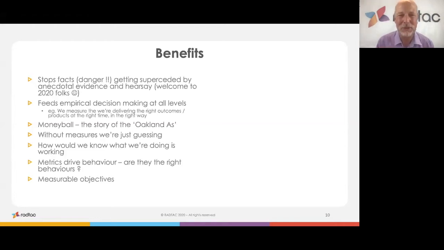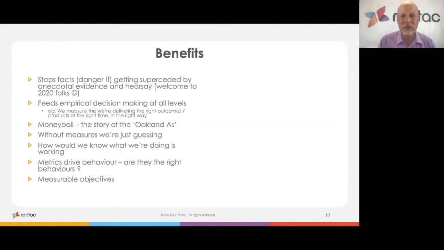So in other words, empirical evidence. What's actually being said, and the direction we're going, is based on empirical evidence. That's one of the big benefits of measurement. Yeah, and it feeds empirical decision making at all levels. So yes, Agile is very empirical. Agile is based on the pillars of empiricism: inspect, adapt, and transparency. So it's very much based on that.